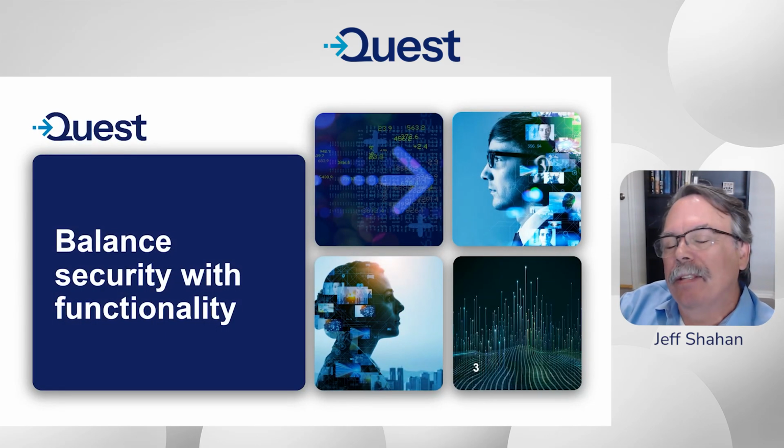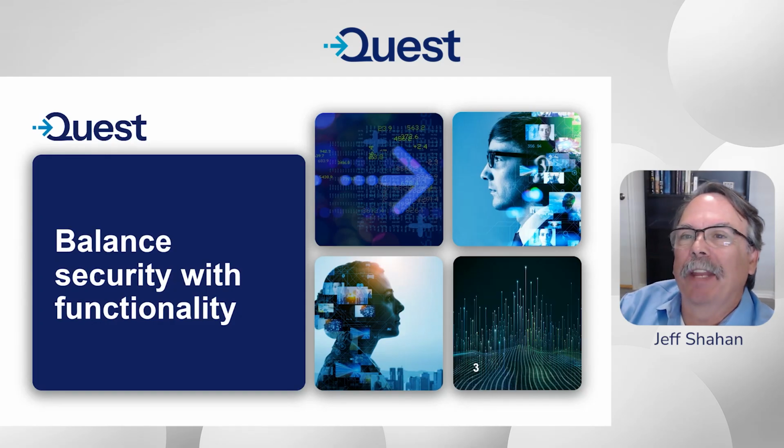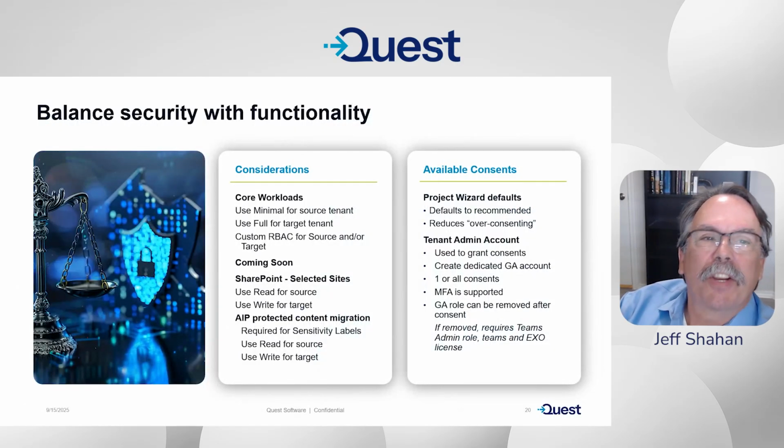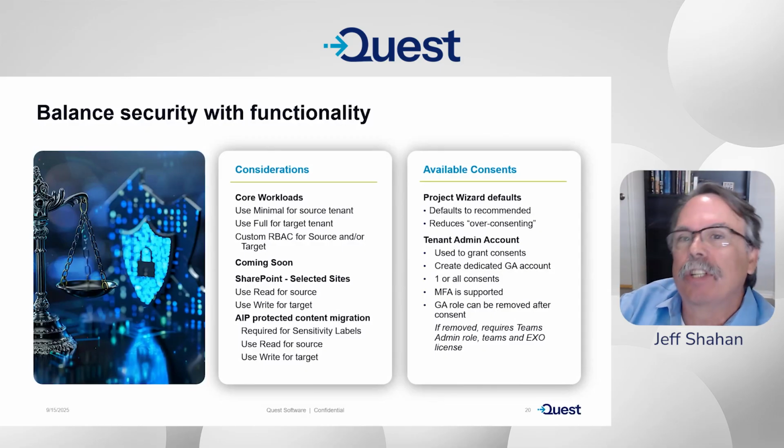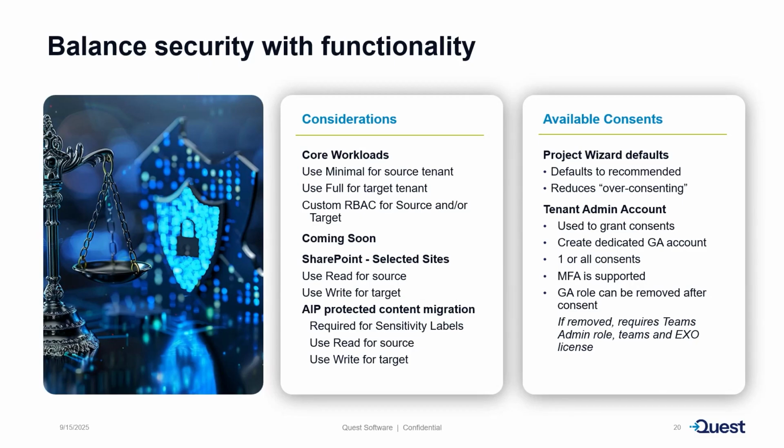So we want to balance security with functionality. So there are some considerations. The core workloads, use the minimal for the source tenants and the full for the target tenants. You could actually use the minimal for a target tenant. You just have to make all of the teams, make all of the SharePoint sites, make all of the accounts would have to exist. They'd already have to have mailboxes. So it would be extremely limiting and not very convenient.